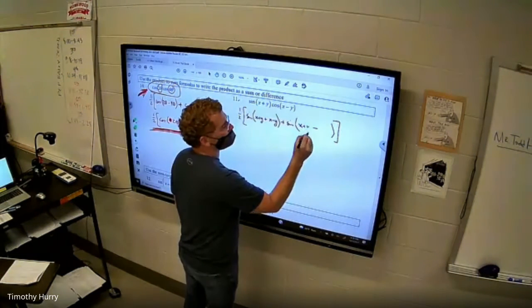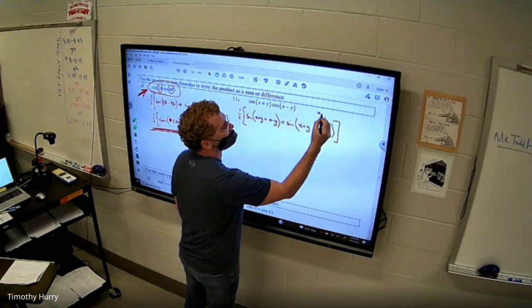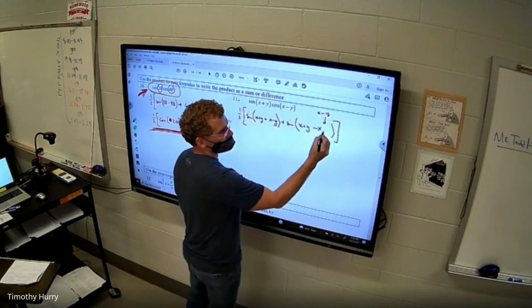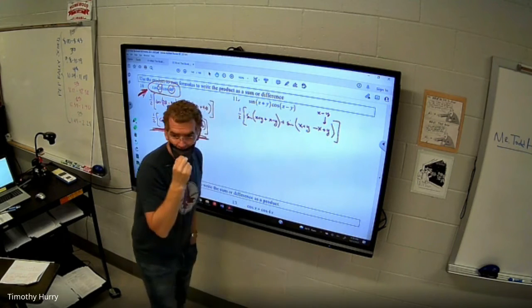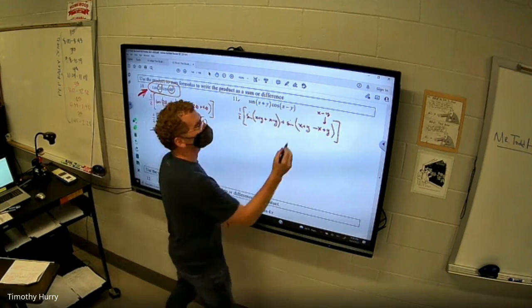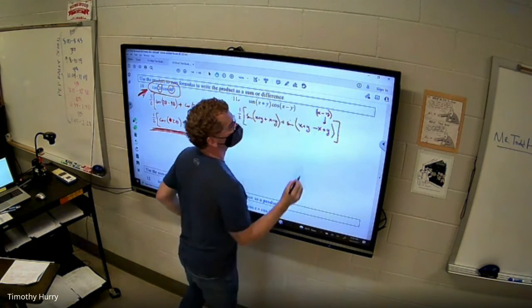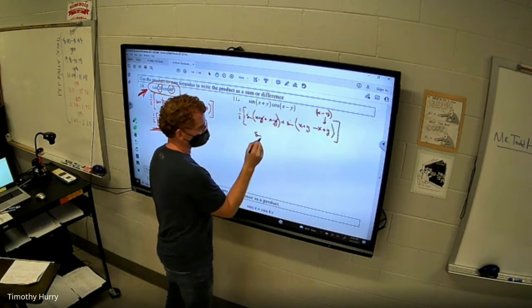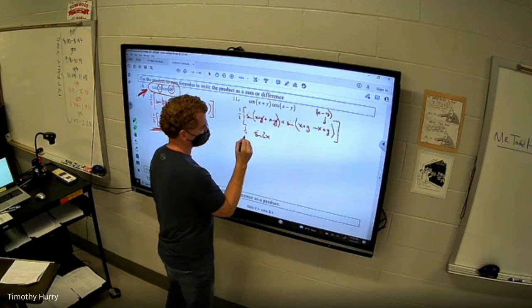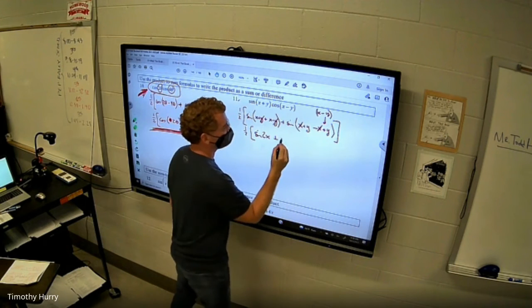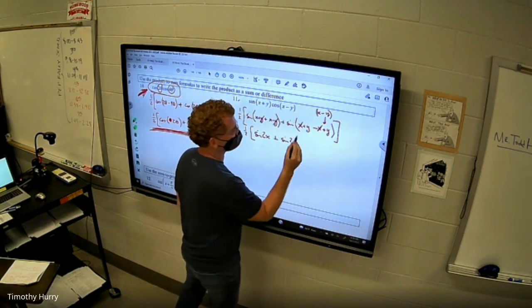x plus y. But what happens when I plug an x minus y in here and subtract it? Negative x plus y, right? You see that? I had to distribute that negative when I plugged that in there. So here, the y's cancel, and I get sine of 2x. But here, the x's cancel, and I get sine of 2y.